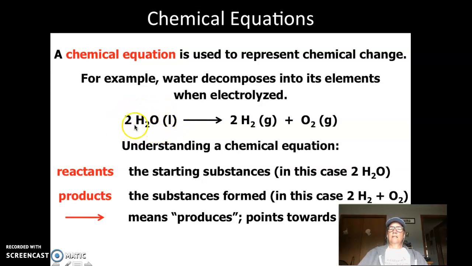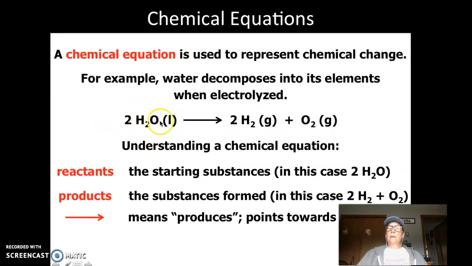Whatever you start with, whatever's on the left-hand side of your equation, is called your reactants. It's what you start with. Okay? In this case, we just start with one thing. Sometimes we start with many. So think of this as a recipe: your beginning ingredients, whatever you start with, are called reactants, okay? Then what you make, what you end up with, is called your products, all right?